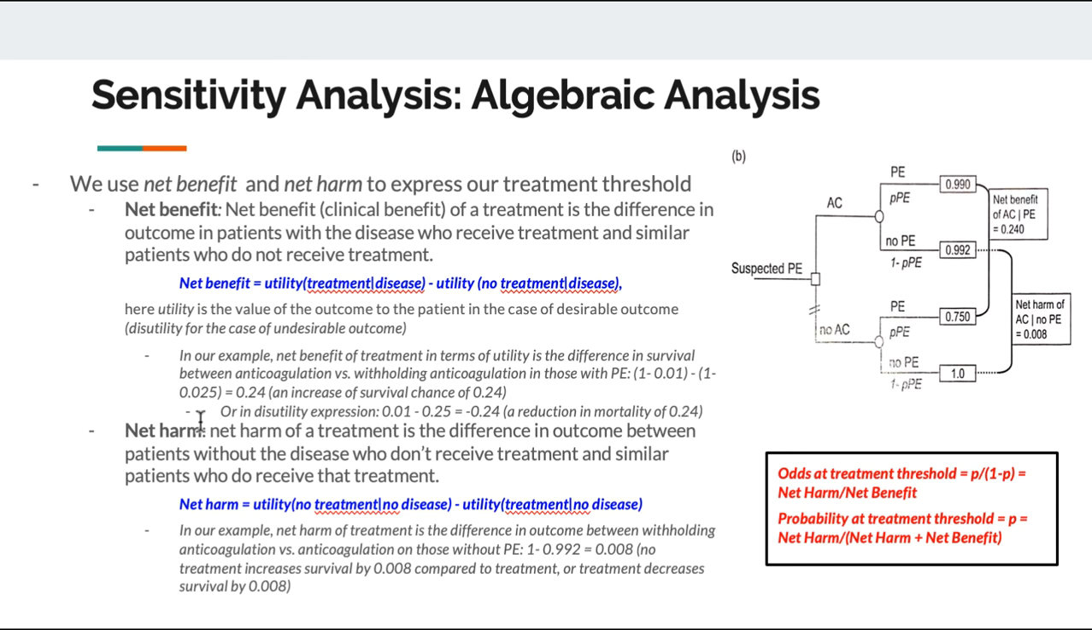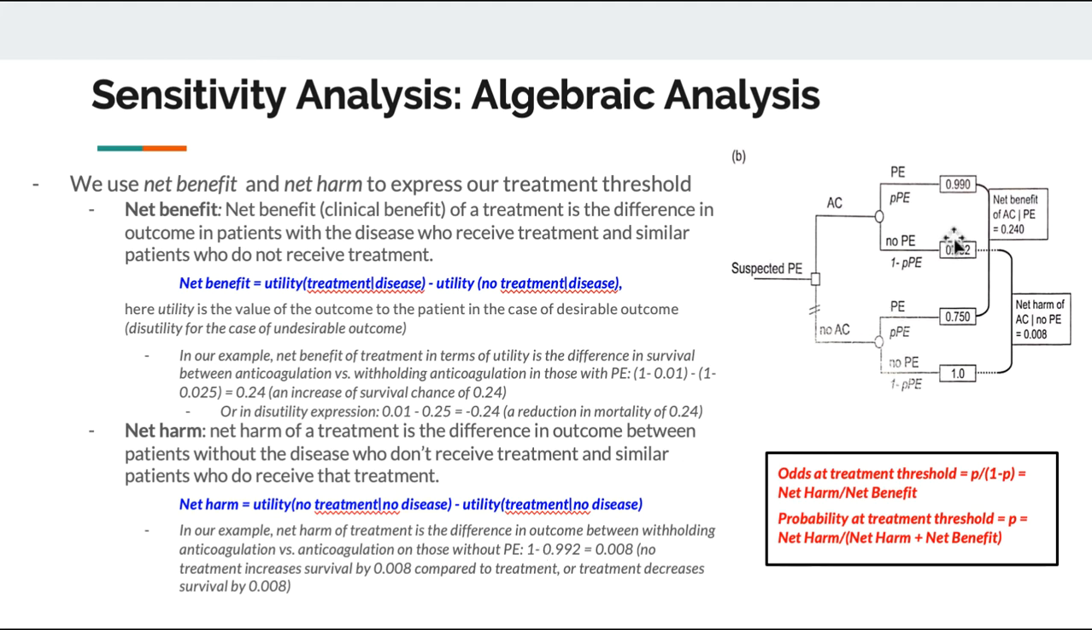All right, another concept we call net harm. So the net harm of a treatment is defined as the difference in the outcome between the patient without a disease who doesn't receive the treatment and a similar patient who does receive that treatment. So the formula to calculate the net harm equals utility of no treatment given no disease minus the utility of the treatment given no disease. So in our example, the net harm of the treatment is the difference of the outcome between withholding anticoagulation versus anticoagulation, on this without the PE.